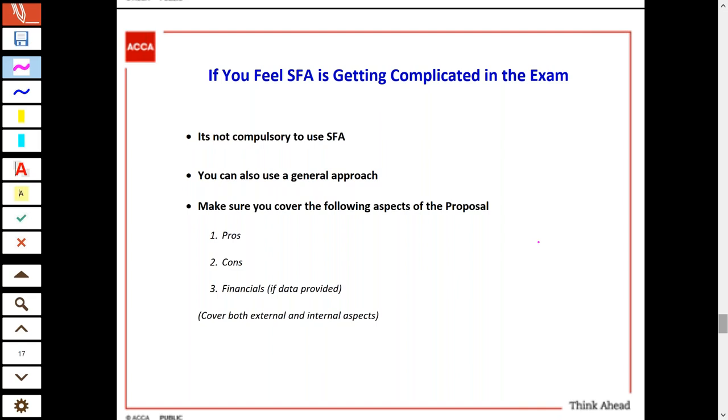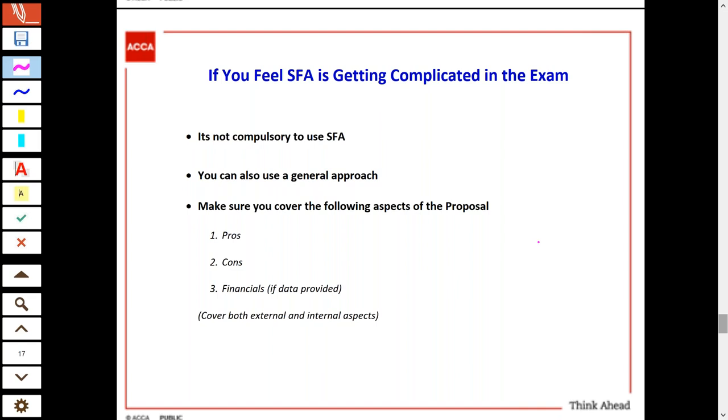So the requirement said evaluate both options. Which means that when there are two options, you need to apply two SFAs. You do the SFA for the first option, then you also do another SFA for the second option. Or you can do one SFA but cover both options. Like under suitability, first you talk about the first option and then the second option. Same for feasibility, same for financials. So this kind of question, where you need to analyze two options, can really get messy, lengthy, and you might get stuck somewhere in the middle.